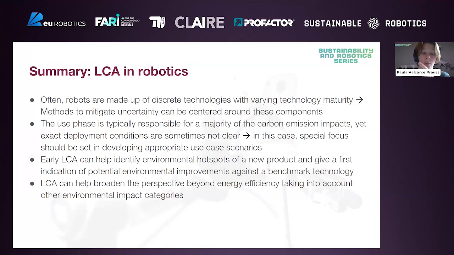So we might take something that already exists and modify it for a robot. And then, for example, in that case, we can just focus our life cycle assessment on the new parts of our technology. And then we can reduce the work a little bit.